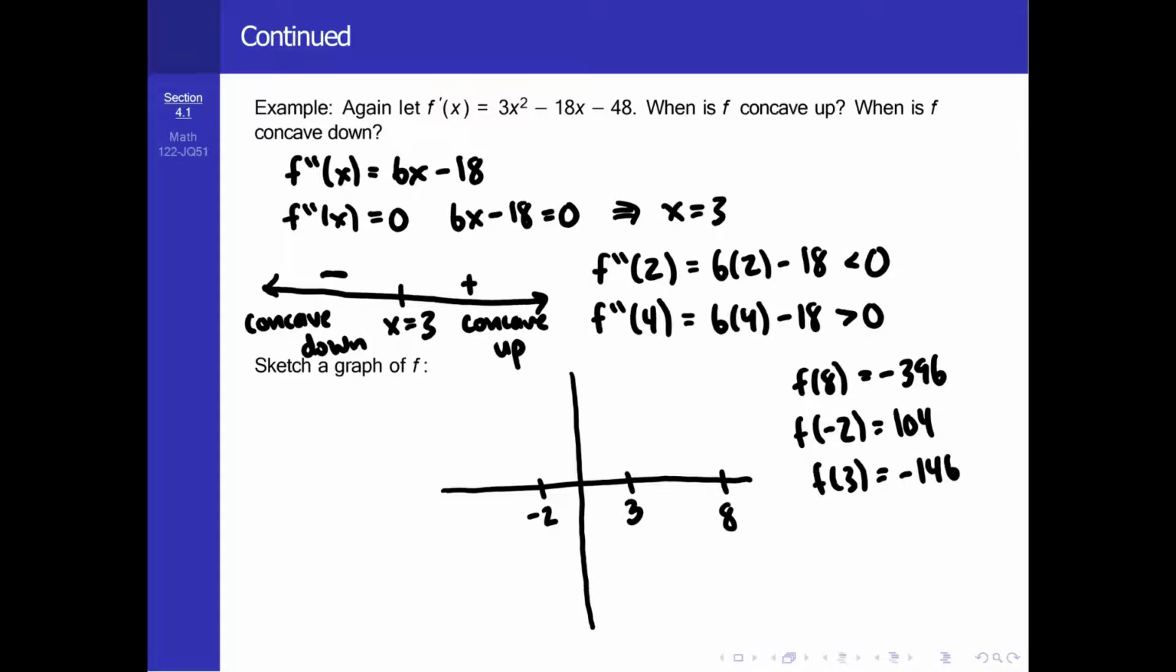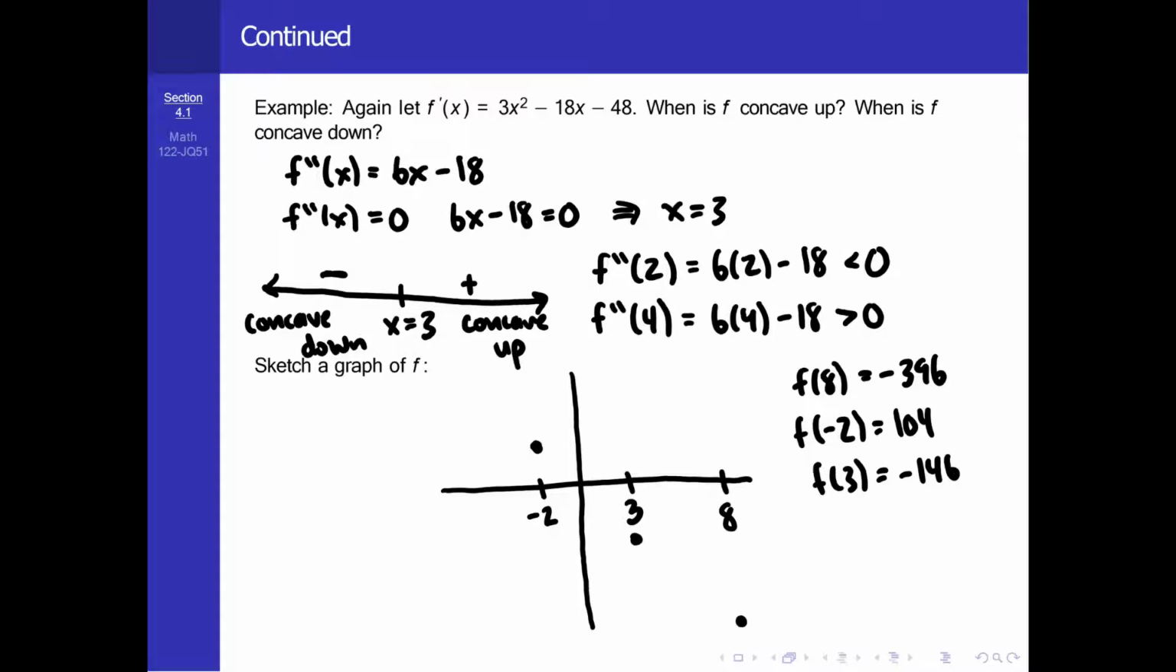So you can find each of these 3 values just by taking the x values and plugging them back into the original function. And now I'm going to plot those points on the graph, or at least give a rough approximation of where they should be. So f of 8 is negative 396, so we get a point somewhere down there. f of negative 2 is 104, so maybe I'll put a point here. And f of 3 is negative 146, so I'll put a point maybe about here, just approximating. Okay, and now we want to draw a function that goes through these 3 points.